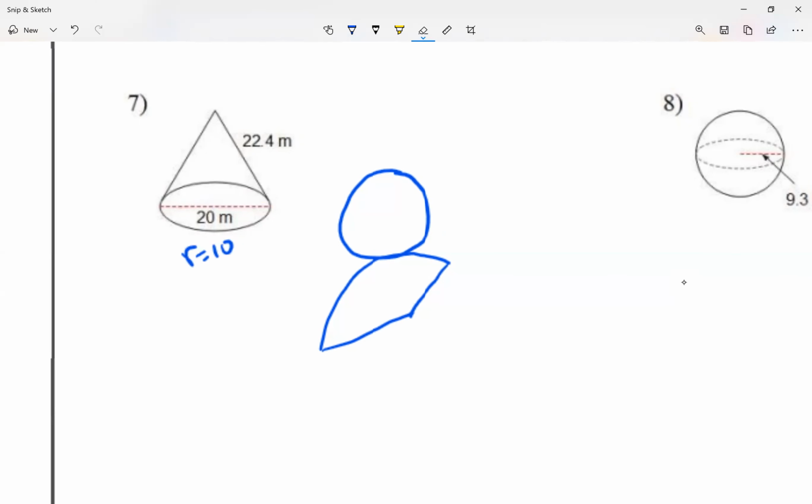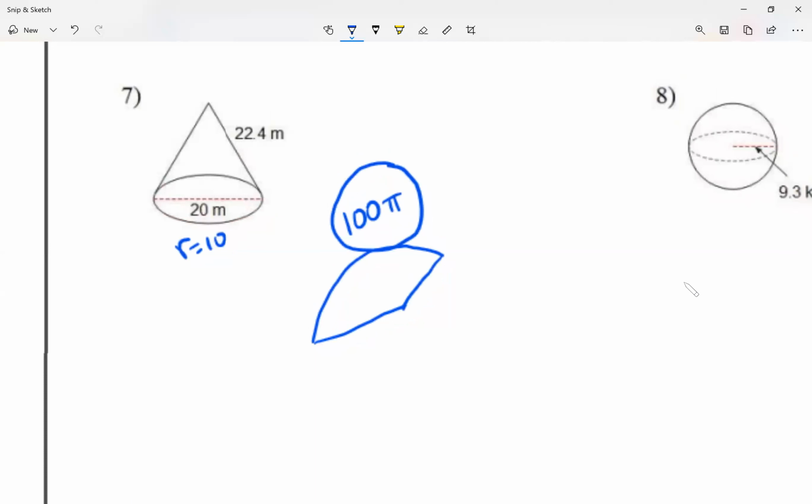You guys see the whole diameter is 20. Sometimes I might give you the radius. Sometimes I might give you the diameter. So I'm going to say my radius is 10. So that means the area of the circle is going to be 100 pi. So remember, I go radius times radius times pi. So radius times radius gave me 100.